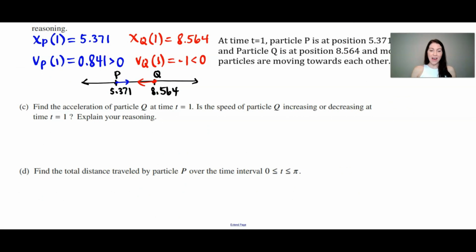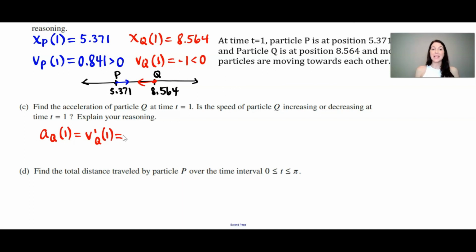Part C says, find the acceleration of particle Q at time t equals 1. Is the speed of particle Q increasing or decreasing at time t equals 1? And once again, explain your reasoning. So first, I'm going to find the acceleration of particle Q at a time value of 1. To do that, we need to find the derivative of velocity to get acceleration. So for my notation, I would say we are finding the acceleration of particle Q at 1, which is the same thing as finding the derivative of the velocity of particle Q at a time value of 1.